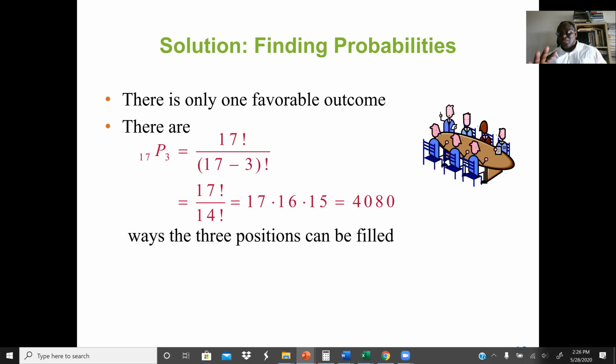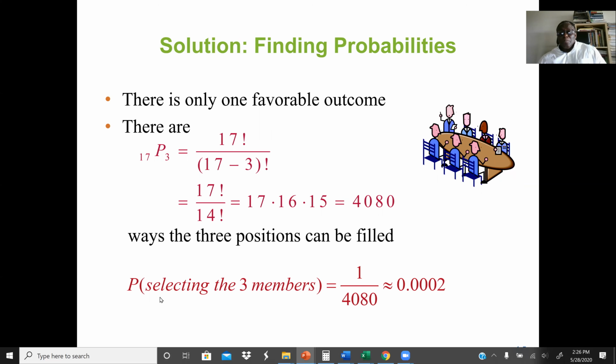So I may have, let's say, John, Jerry, Mary. John is a president, Jerry is a vice president, Mary is a secretary. I may have the same 3 again, but this time Mary, instead of secretary, is the president. So it's the same 3 people, but because the position changes, it's different. So that's why this is a permutation. We are talking about the position. Now, what's the probability of selecting the 3 members? We already know the possible selections, so it will be 1 over 4,080, which will give us 0.0002.